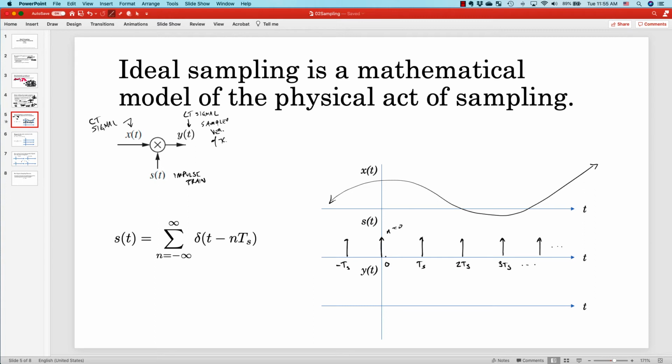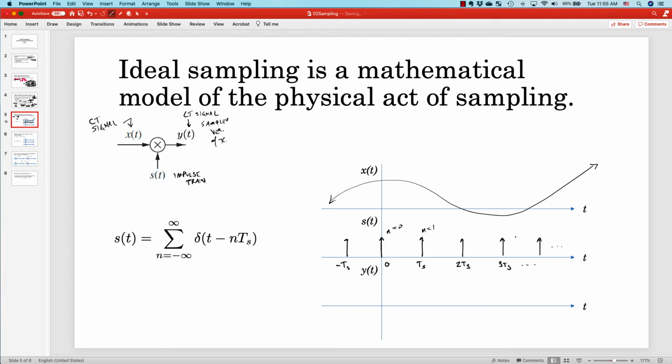is firing at 0. So now pick your second favorite index, usually mine is n equals 1, and then I see this is a delta of t minus t sub s. So this is the n equals 1 term. And you can keep doing that until you get a feeling for what's going on. So we're adding individual deltas every t sub s seconds.